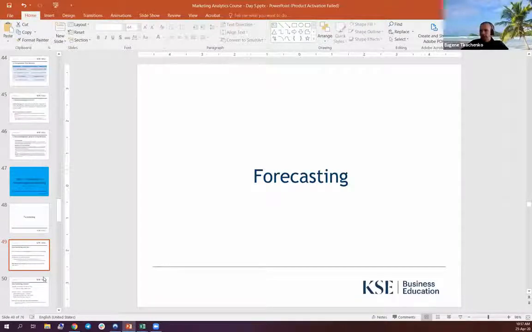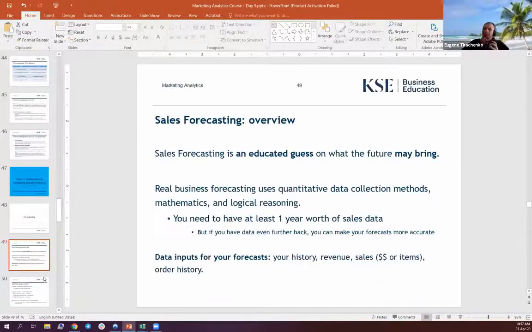So forecasting, it's not like crystal interaction with a crystal ball. You're not asking the question, okay, what will be my sales volumes or my market shares in 2 years? It won't be able to answer that question. Sales forecasting is in fact an educated guess on what the future may bring. That's simple as that. So the forecasting is as good as the data you're using for the forecasting, number one.